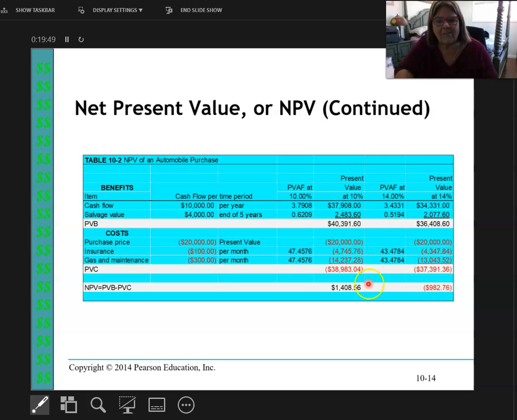So my NPV is this minus this. If it's positive, I should do it at this 10%. But when I look at 14%, I'm not positive. Here's what I'm going to get, the benefit in the future minus the cost I'm putting out now, and it's negative. So I actually should not do this.